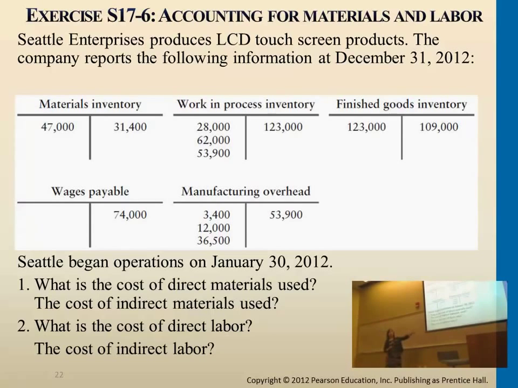So direct materials used would be crediting this amount in total, but remember we assign direct materials to work in process, and we assign indirect materials to manufacturing overhead. So altogether we reduce materials inventory, but we have to understand how much belongs to direct, how much belongs to indirect, and how do we get that?